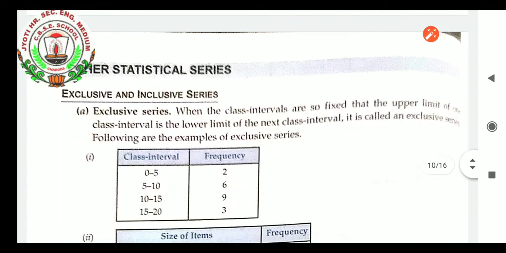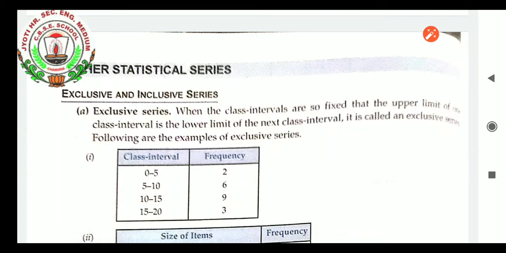Other statistical series. Besides these three main series, there are two more: one is the exclusive series and one is the inclusive series. When we talk about the exclusive series, it is a systematic arrangement of the classes. The upper limit of the first class will be the lower limit of the next class. The upper limit of the second class will be the lower limit of the third class. The upper limit of the third class is the lower limit of the fourth class. Can you see the example here?